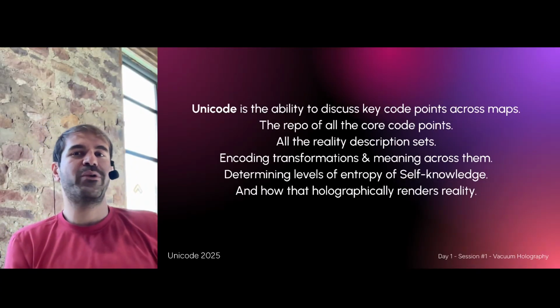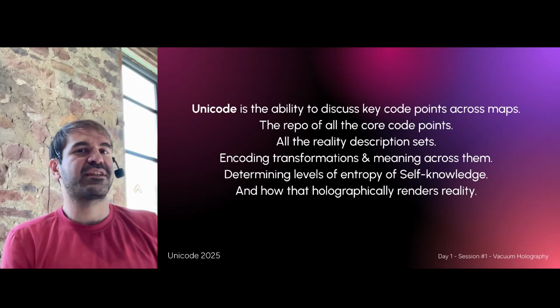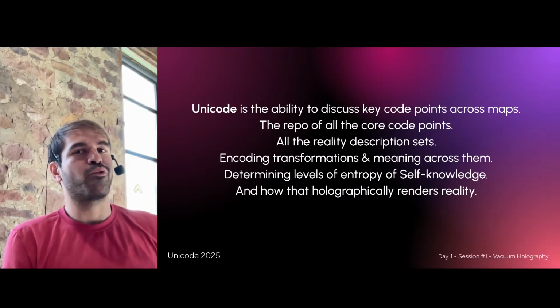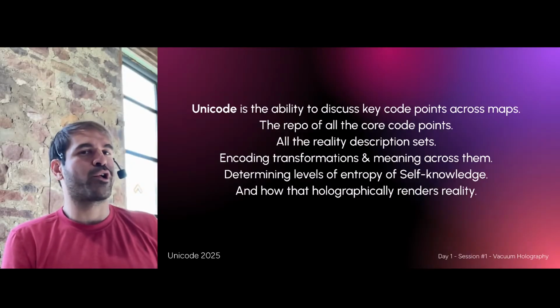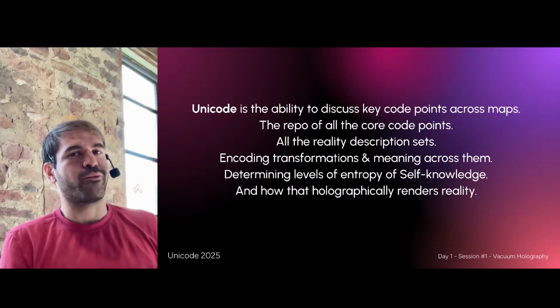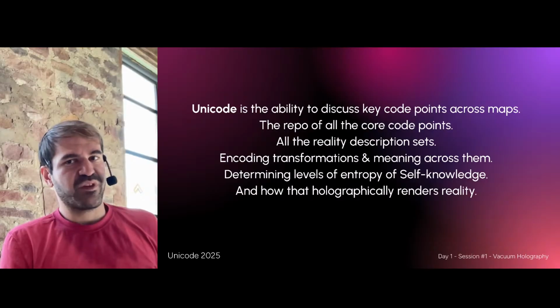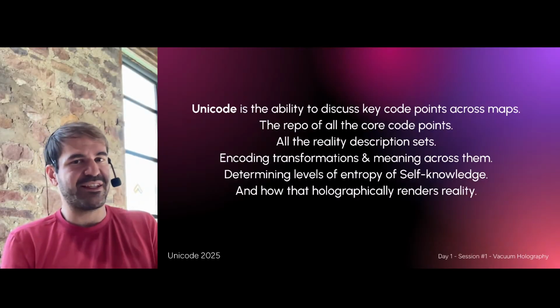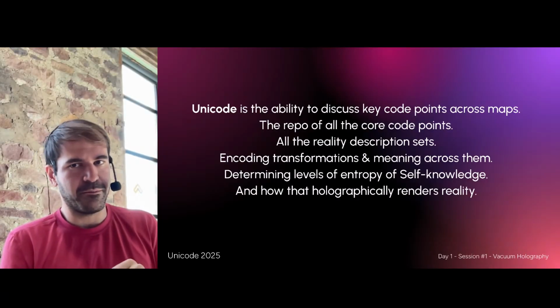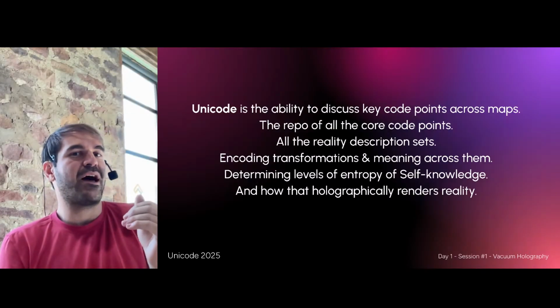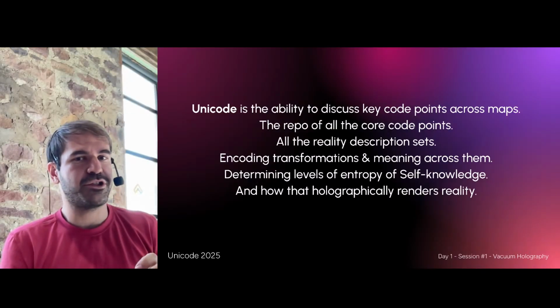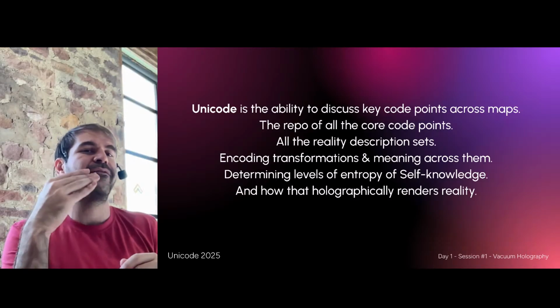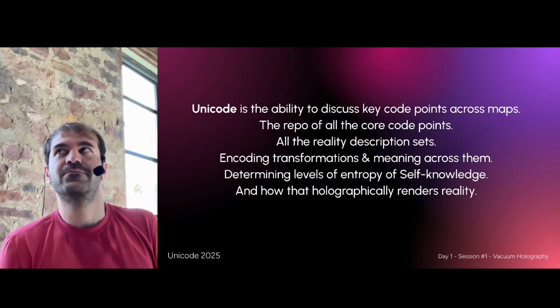So Unicode is the ability to discuss key code points across maps. The repo of all the core code points. All the reality description sets. Encoding transformations and meaning across them. Determining levels of entropy of self-knowledge and how that holographically renders reality.